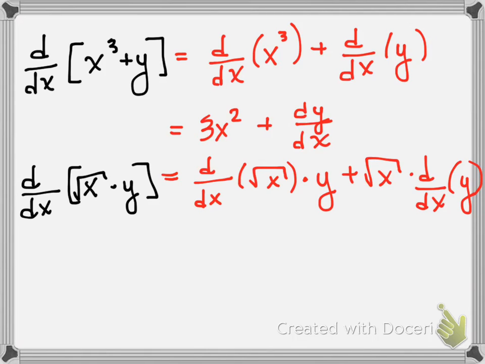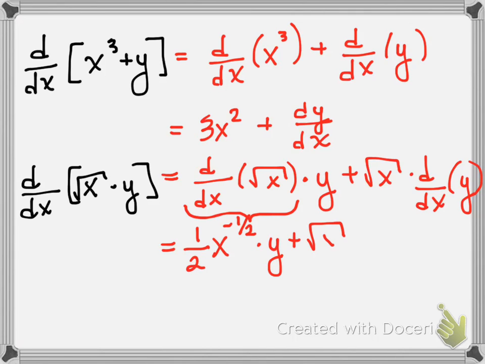So let's do each of these. We're going to have to take the derivative of the square root of x with respect to x. Okay. And we get 1/2 x to the negative 1/2 times y. And now we take square root of x and multiply it times the derivative of y with respect to x. But since we don't know what y is, we're just going to write it as dy dx. And that would be our answer. This would be our entire answer.